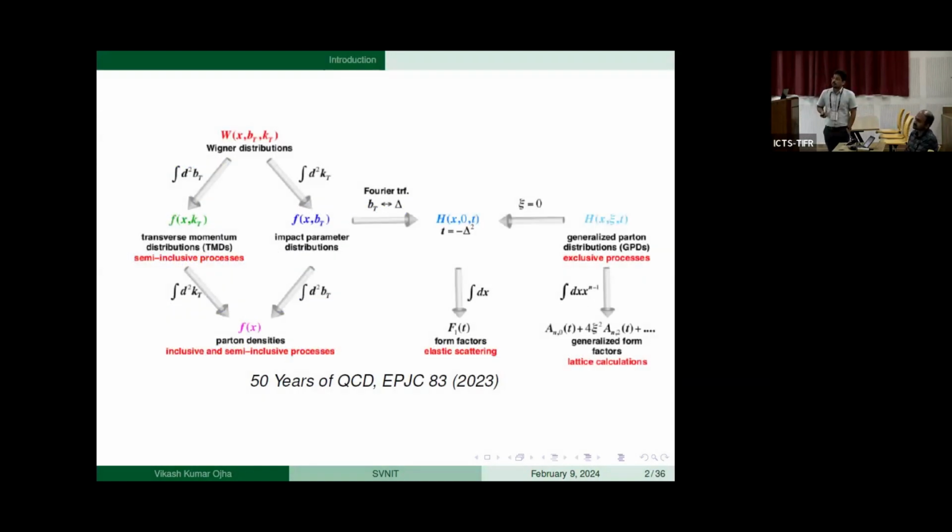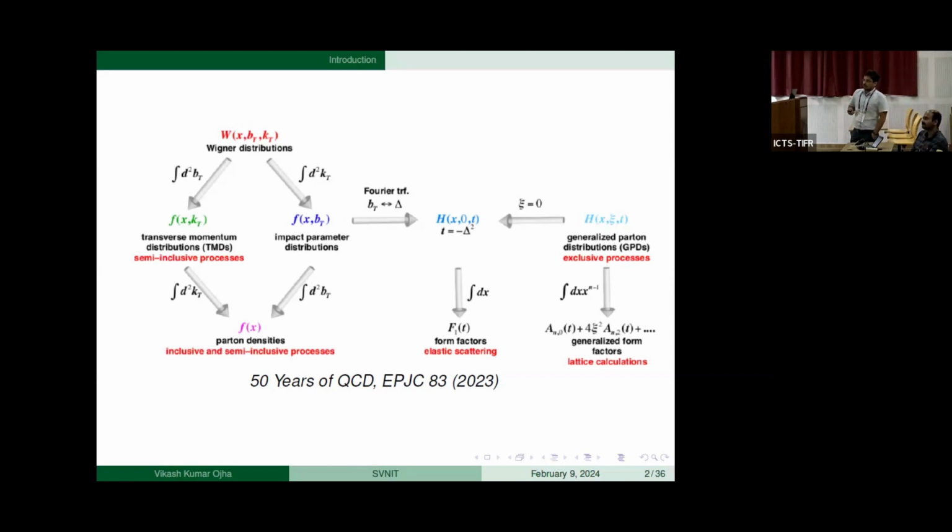Okay. So this is the popular picture which we have kept seeing in the slides, that the Wigner distribution is the most generalized distribution. And from the Wigner distribution, we can find out these TMDs. A lot of talk has been on this. And also we can find out this impact parameter distribution. And if we integrate these TMDs or this impact parameter distribution in k space or b space, we will simply find out the parton distributions, which are universal, process independent.